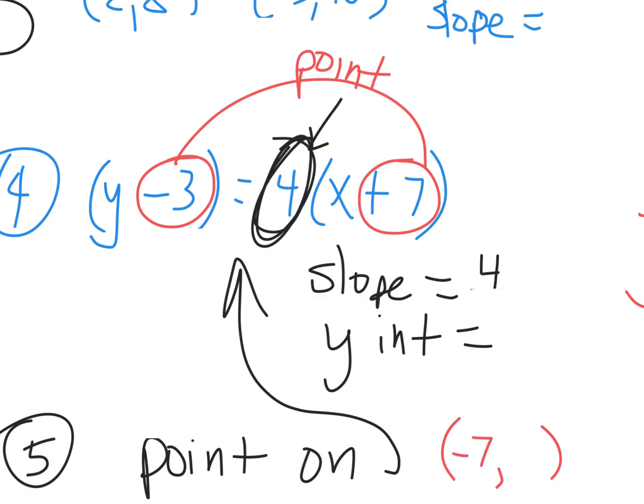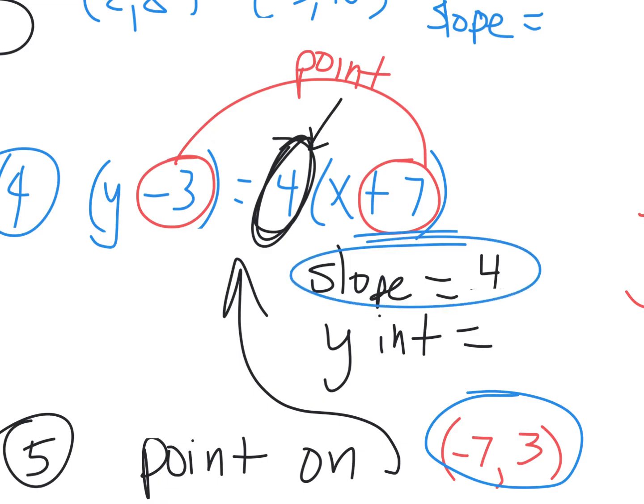Negative 7, comma 3. Why? Because the y goes right next to the other y. The 3, that's the y value. And it's the opposite of what you would think. It's not a negative 3, it's a 3. That's the y value. And the x value is by the other x. And it's the opposite of what you would think. So there's a point. There's the slope. I still haven't given you the y-intercept, though.